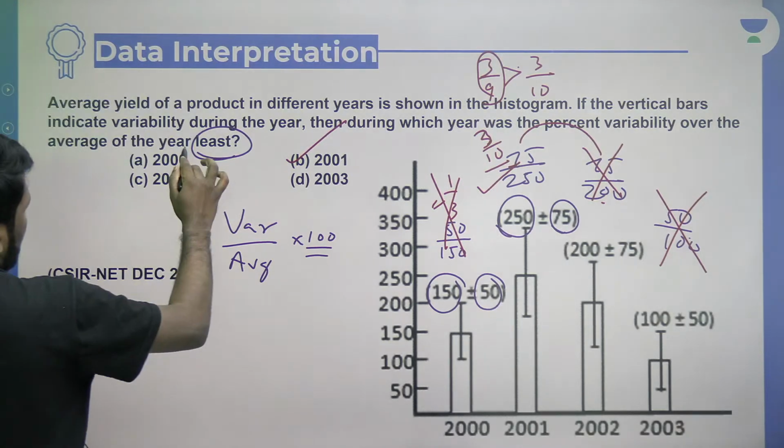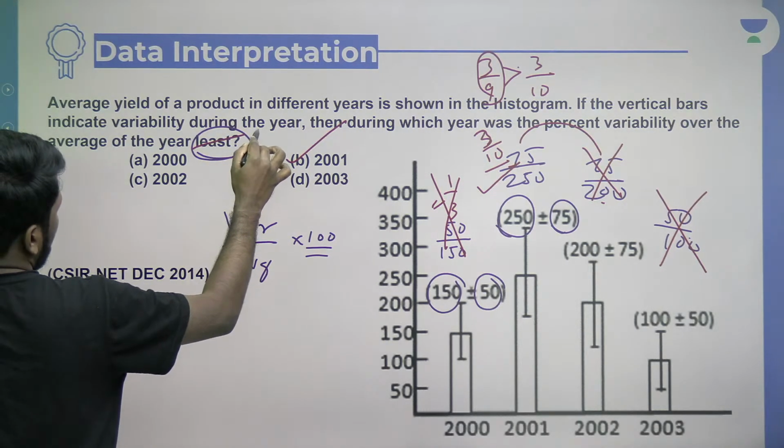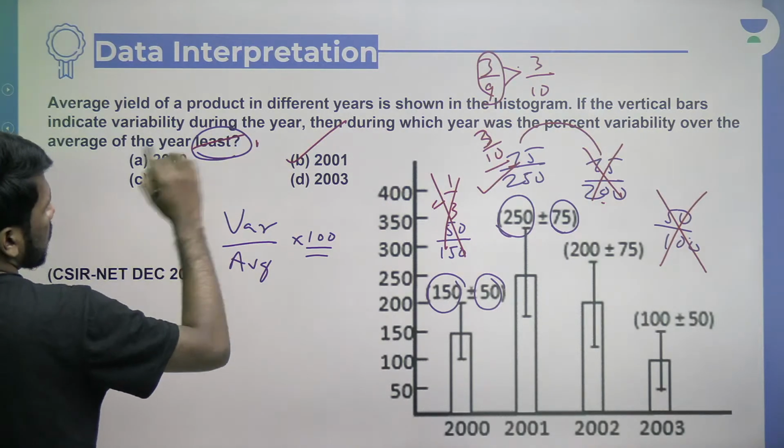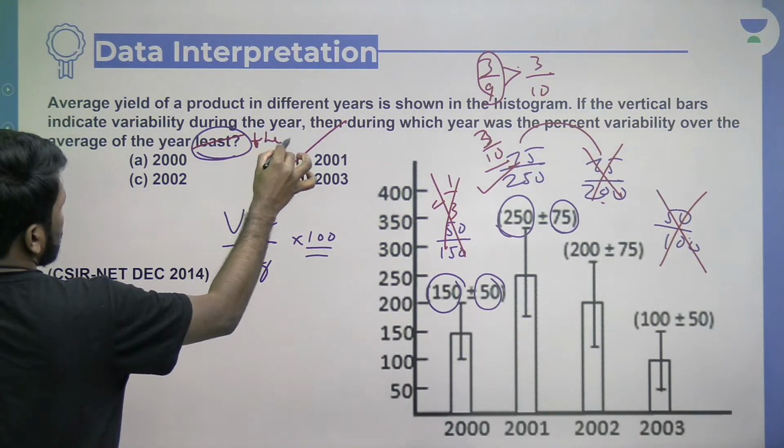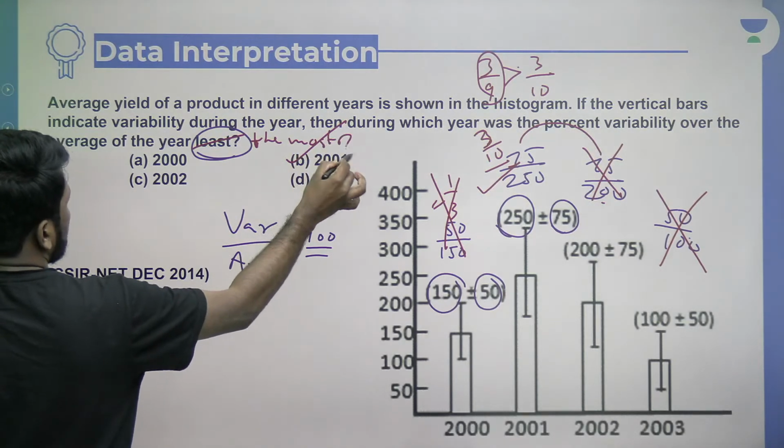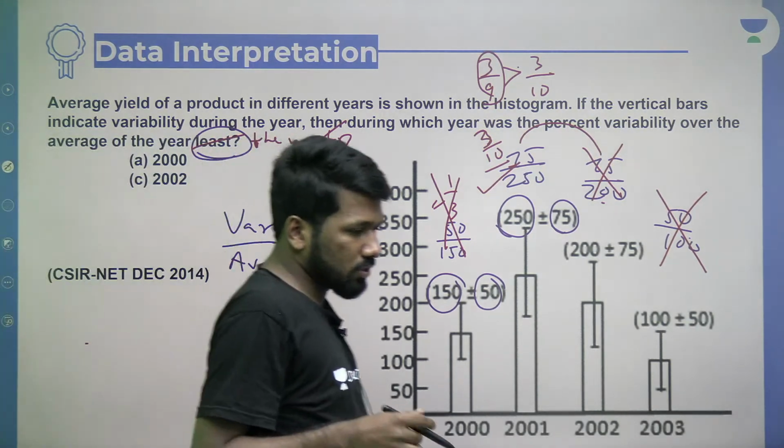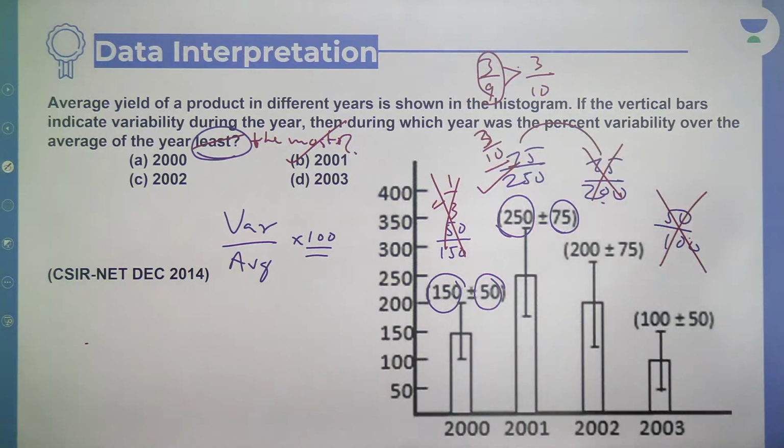Then bonus question, least का जगह most या largest? The most. Post your answer. The most, then what will be the answer? Very good, very good. The most will be option D.